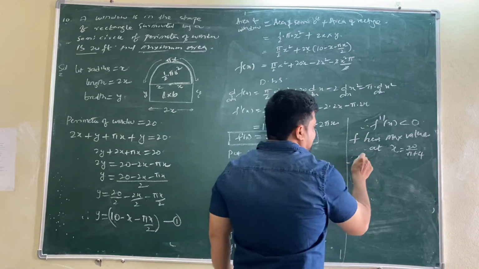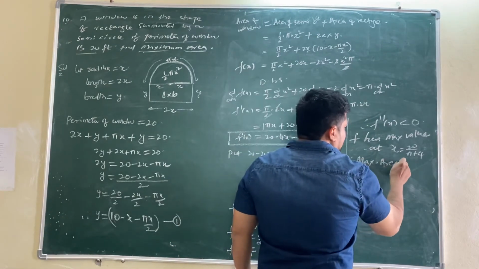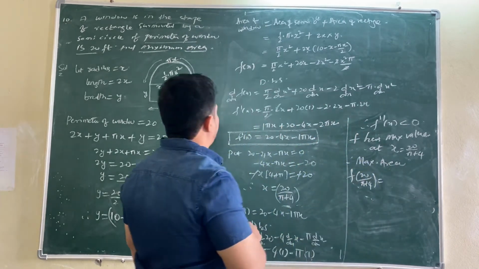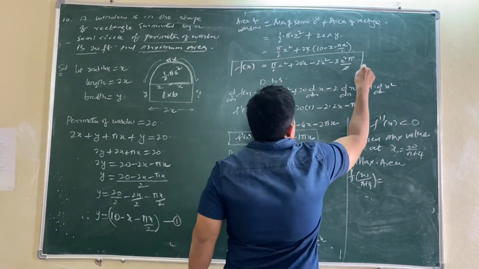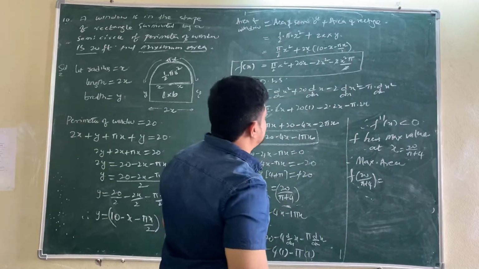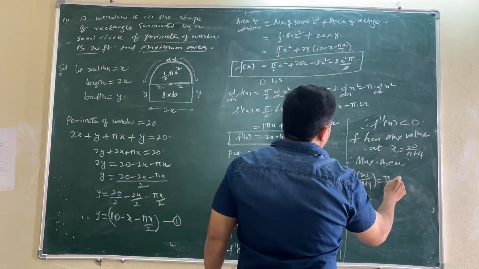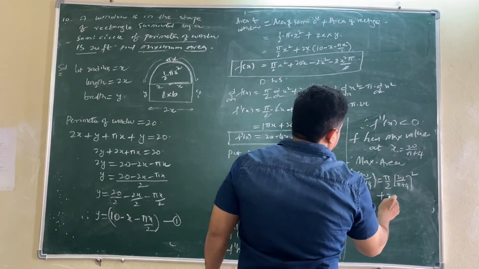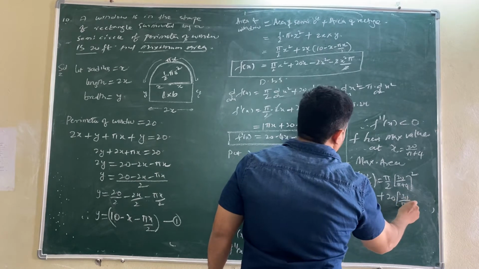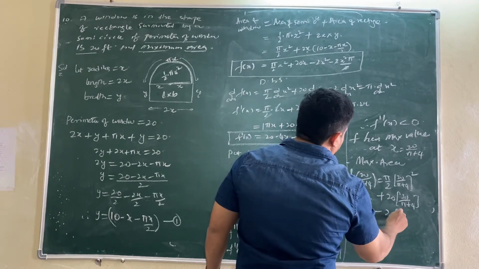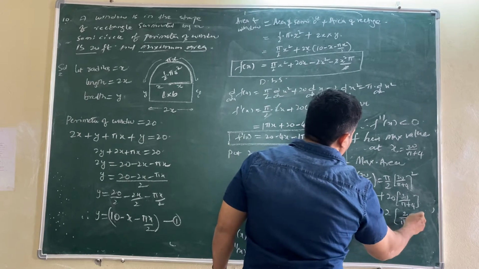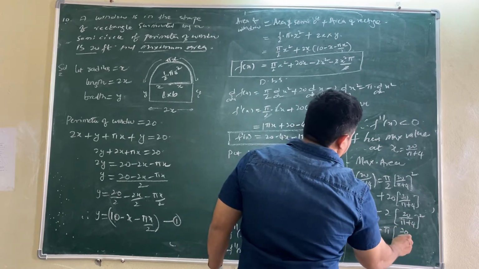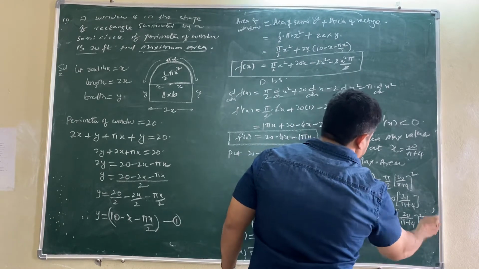Therefore, we have to write maximum area equal to f of 20 by pi plus 4. In place of x in f of x, where is f of x? This is f of x. In place of x, we have to write 20 by pi plus 4. This is pi by 2, 20 by pi plus 4 whole square, plus 20 into 20 by pi plus 4, minus 2 into 20 by pi plus 4 whole square, minus pi into 20 by pi plus 4 whole square.